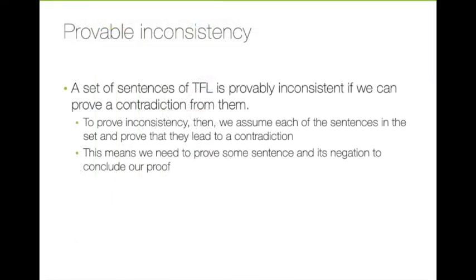Finally, we can prove that sentences are inconsistent. A proof shows that sentences of TFL are inconsistent if we can prove a contradiction from them. So we start by assuming each of the sentences in the set, and then step by step we should find some sentence and its negation along the way in our proof to show that assuming all of these sentences together leads to a contradiction.